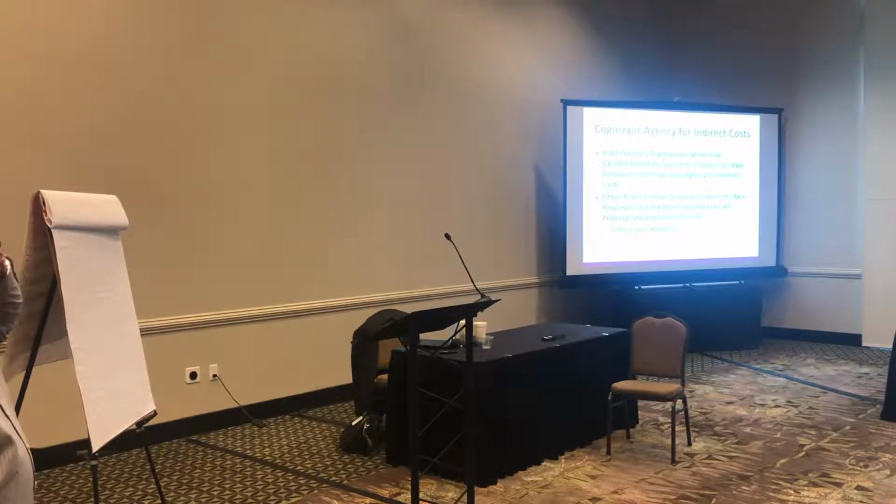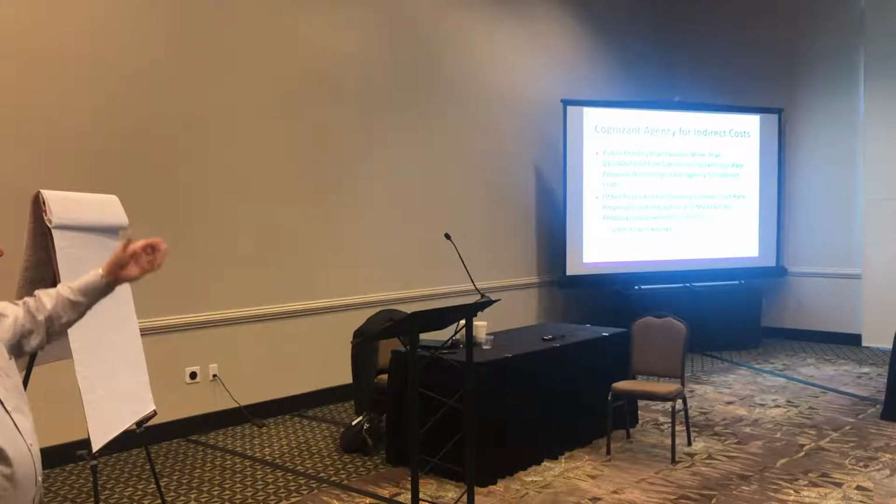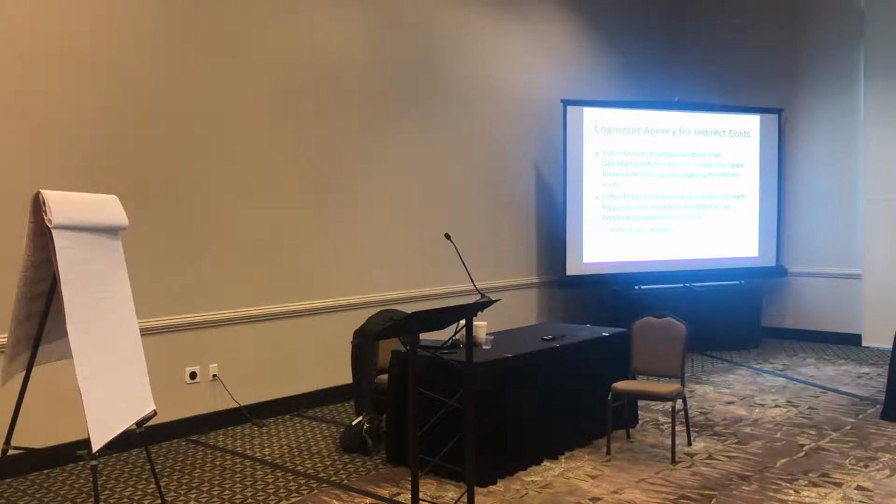I think I said 50 million, 35 million and above. OMB appoints who your cognizant agency is. The others you maintain on file, submit on request.